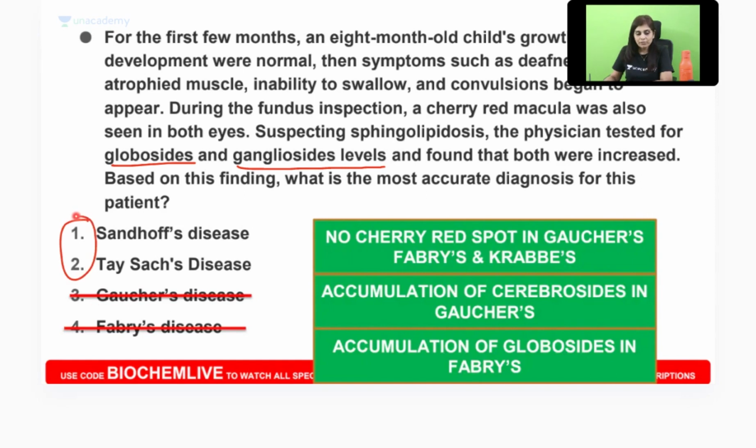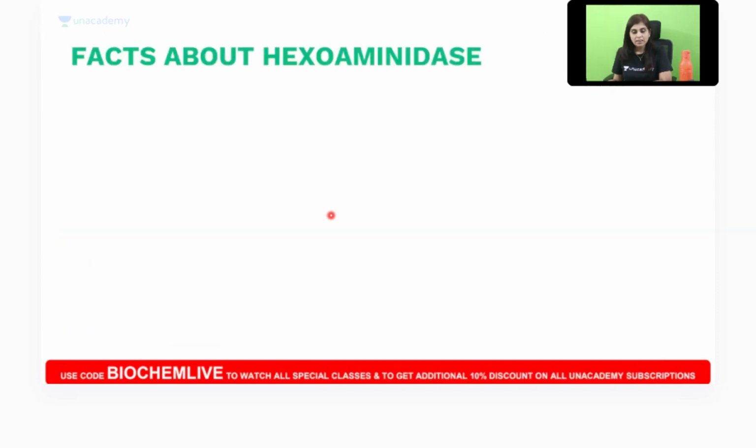Now about Sandhoff and Tay-Sachs. Do you know that both are caused by a defect of hexosaminidase? If you don't know, please memorize it. Sandhoff is caused by a defect of the hexosaminidase B gene, whereas Tay-Sachs is caused by a defect of the hexosaminidase A gene. Okay, so let's try to learn a few facts about hexosaminidase. Hexosaminidase is a dimer. Hexosaminidase enzyme is a dimer.